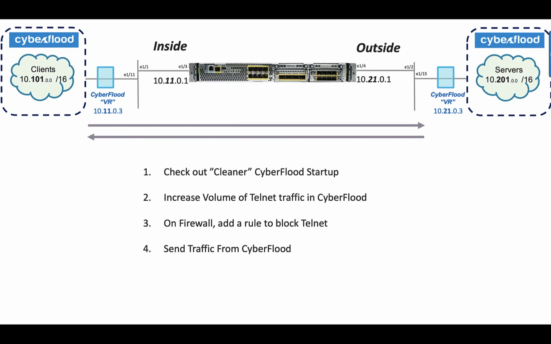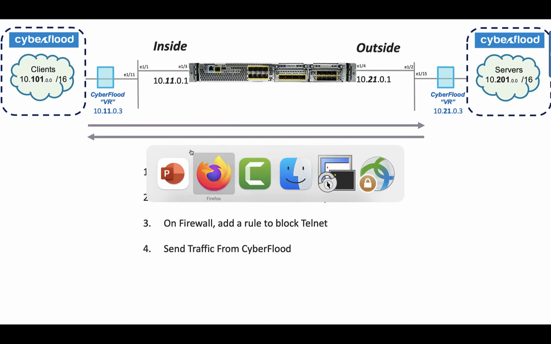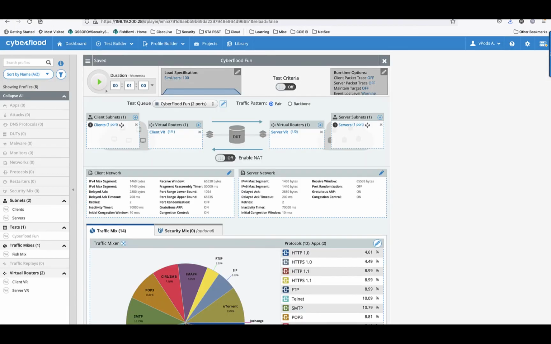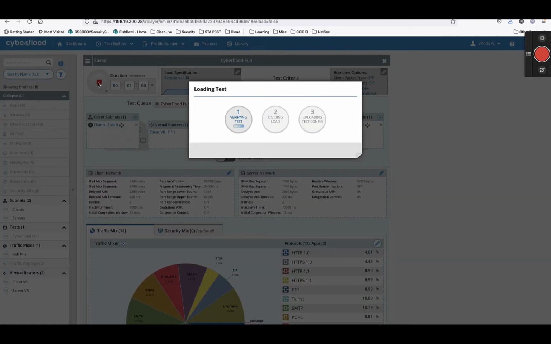What we're supposed to do now is go back over to the CyberFlood and send traffic. So back over to the CyberFlood, we've already saved this, and we're sending 10% of Telnet. So let's go ahead and just start.